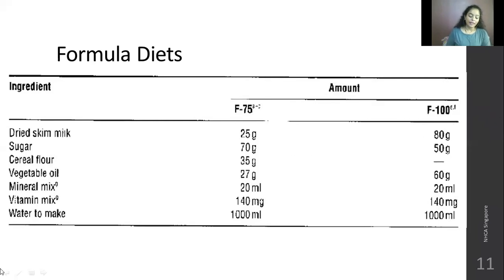So in the first few days, only F75 is given. Okay, and when the child starts getting hungry, at that time F100 is given. So F75, always remember, questions may come from this.